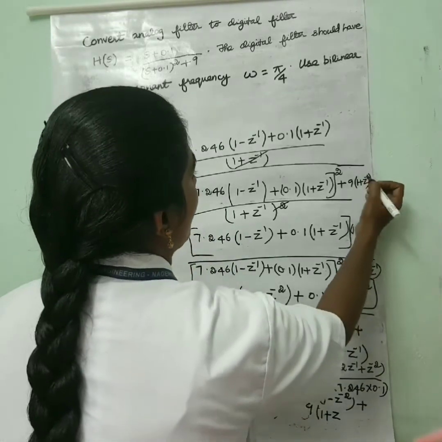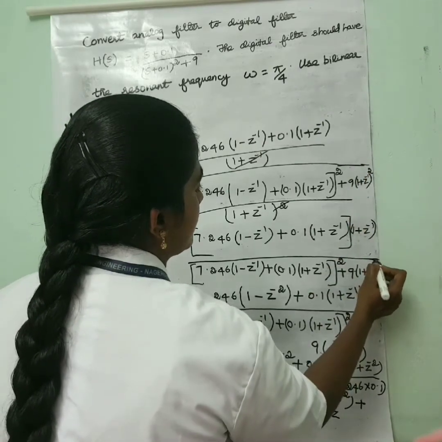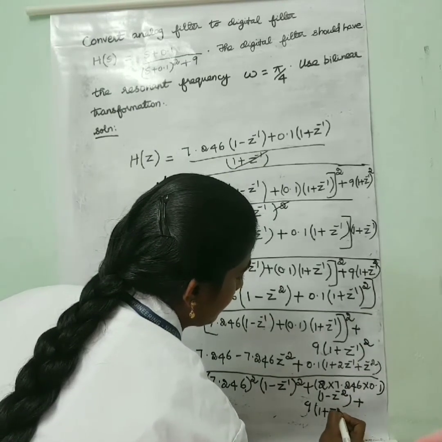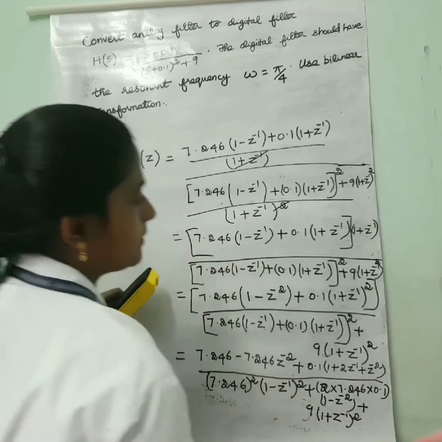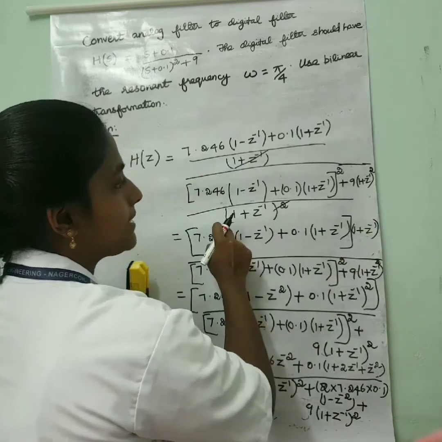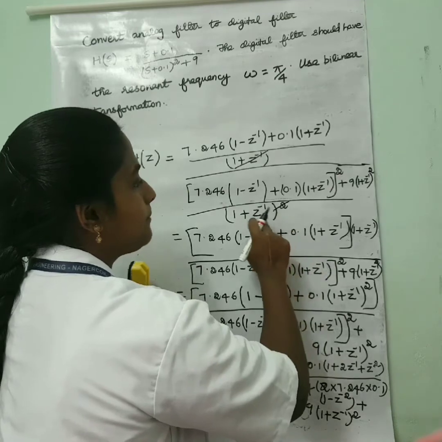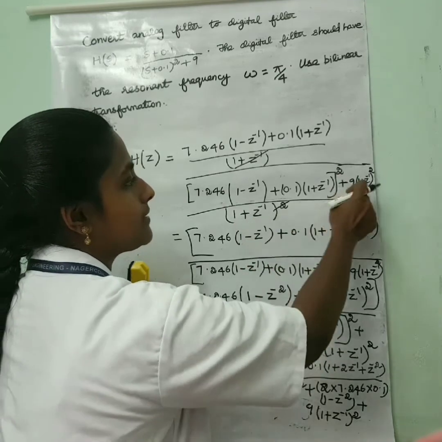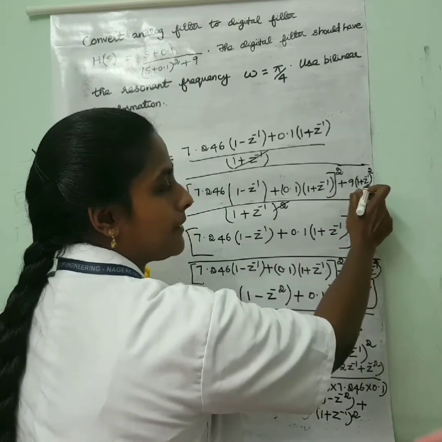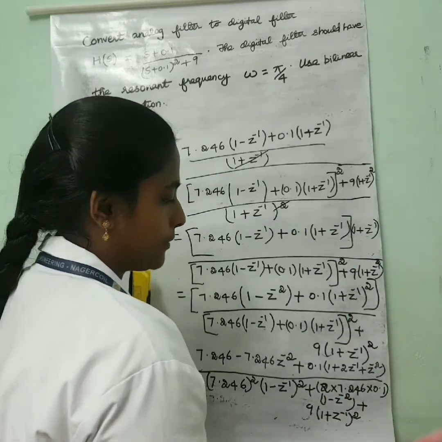Okay, 1 minus z power minus 2 plus 9 into 1 plus z power minus 1 the whole square. Here you will get 1 square, no? I missed that square. Because when you are taking the LCM, when you are multiplying this 1 plus z inverse to this 9 whole square, you will get 9 into 1 plus z power minus 1 the whole square. So I missed that whole square, so I have put it now.